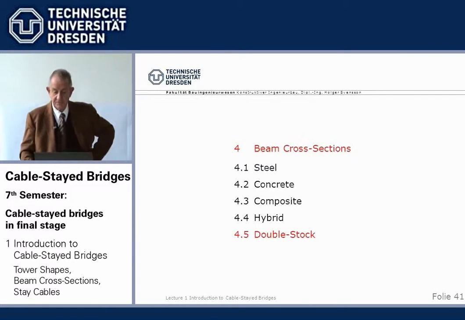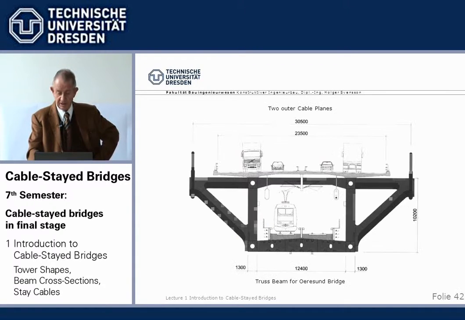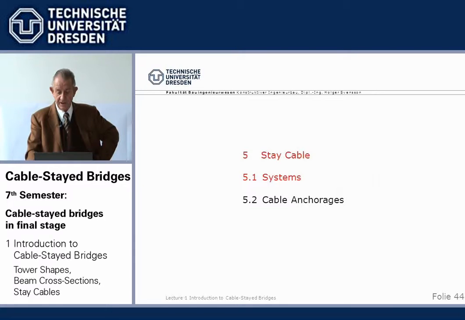Okay. Finally, we have a double deck cross-section, which is basically a truss, where we have, say, roadway on top and railway at the bottom. We can have that for two and one cable plane.